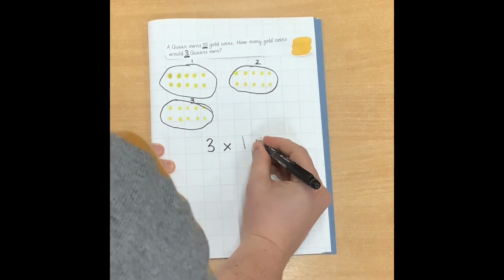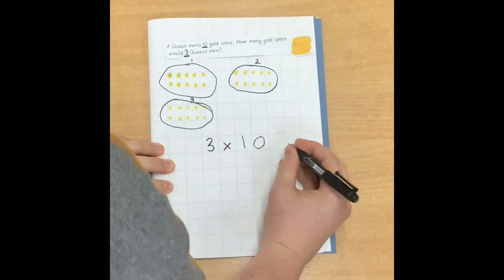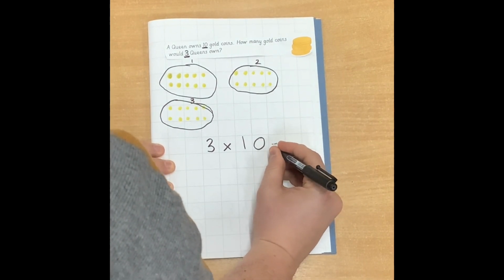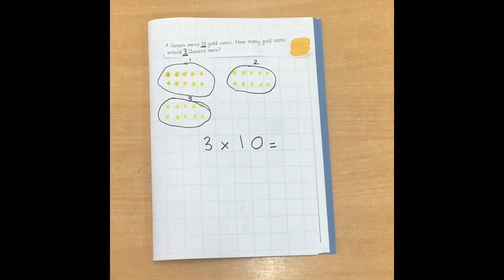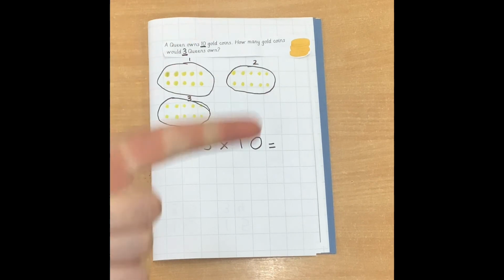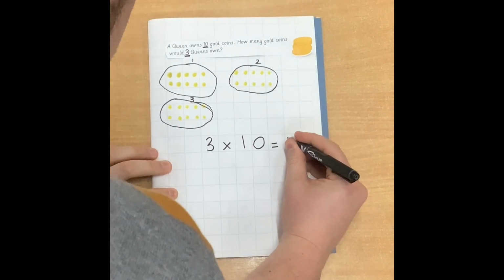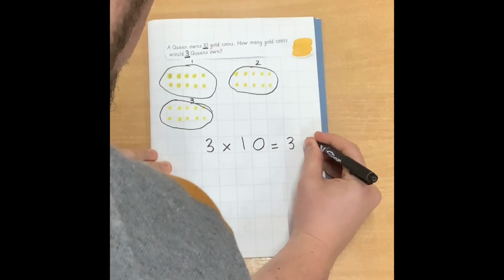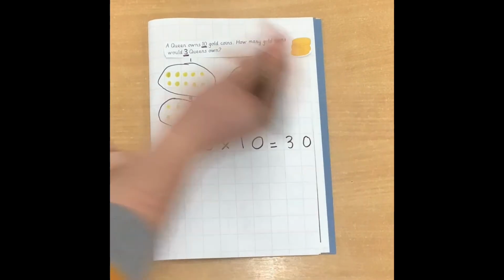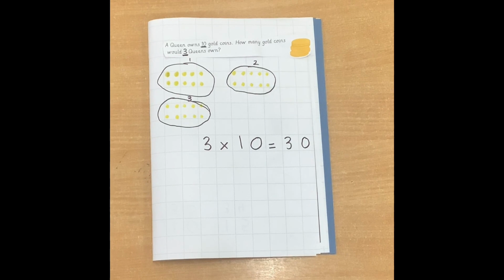1, 0, 10, equals, how many gold coins have we got altogether? We should be able to count in our 10s now. 1 ten is 10, 2 tens is 20, 3 tens are 30. Fantastic. So that's how I want you to do that in your books with some of the word problems that I'm going to show you in just a second.